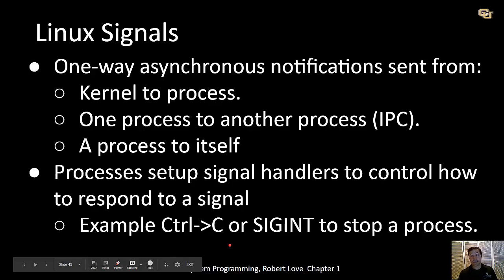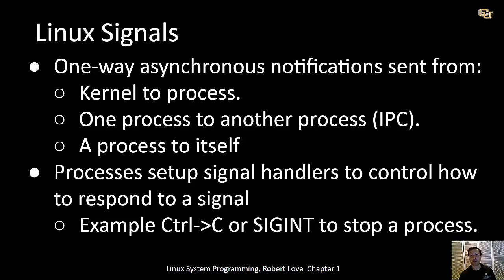So the Linux signal is one of the simplest ways to do interprocess communication. A signal is just a one-way asynchronous notification that can be sent from the kernel to a process. It could be sent from one process to another process, or it could be sent from a process to itself. And the process can set up a signal handler that controls how a signal is responded to. So there's a chunk of code you can define that says if a specific signal occurs, do this action.